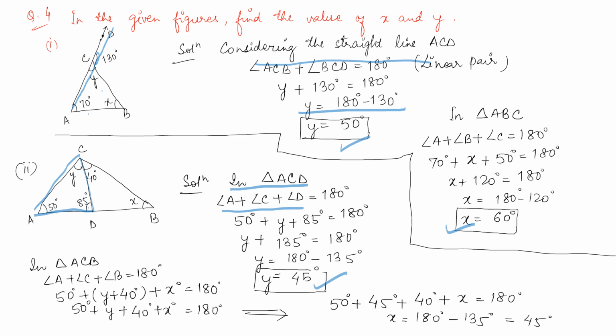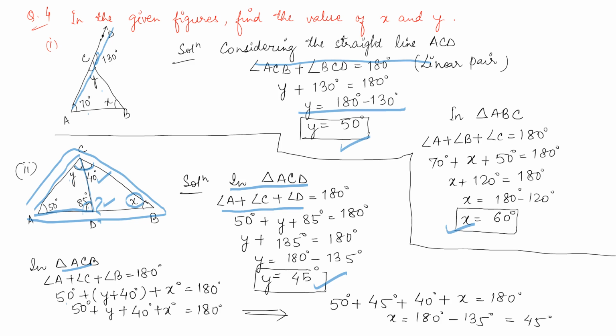Now we have a number of methods. 85 you know. Can you calculate this value? Yes, this will be 180 minus 85. So you got this, and you can calculate x. Otherwise, what I have done, in triangle ACB, I am considering this whole triangle. Angle A you know, angle C you know, because Y we calculated just now. So angle C will be angle Y plus 40 degree. So then angle X can be calculated.